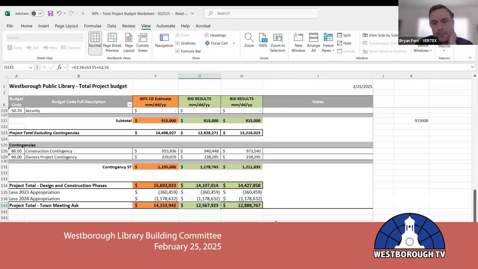If we don't have any alternatives, it will then be 12.5. If we do, even the two alternates together would be 12.888. That is still way under what we had estimated. So that's good. I just want to know what has been publicized to the public, what to expect, and they're expecting perhaps a 14 million ask.